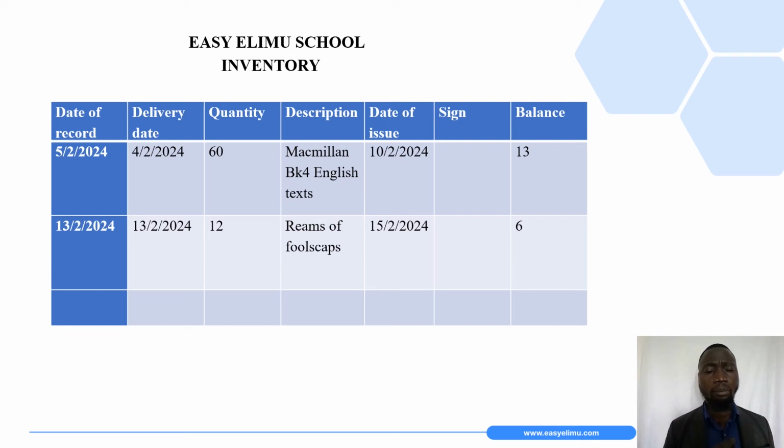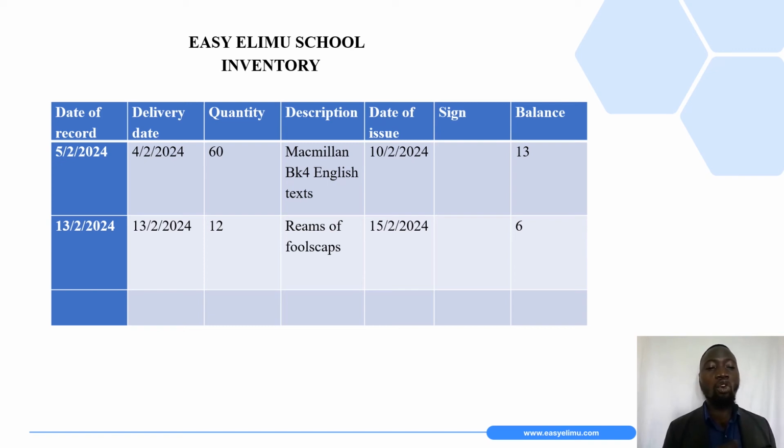So in the first row, we have the 5th of February, the year 2024. The delivery date is there, 4th February 2024. For the quantity we have 60. For the description of the items, we have Macmillan Book 4 English texts. There is the date of issue, the signature, then the balance.